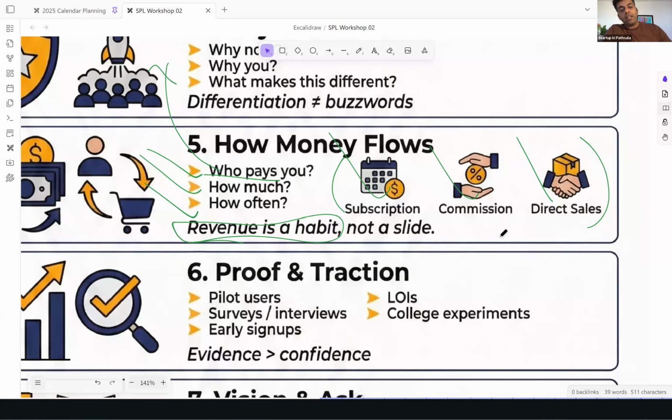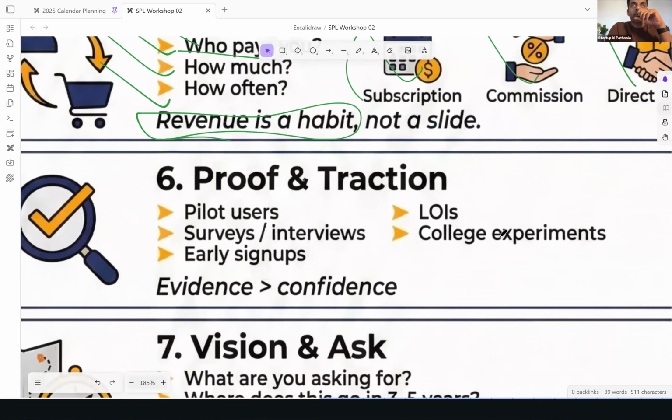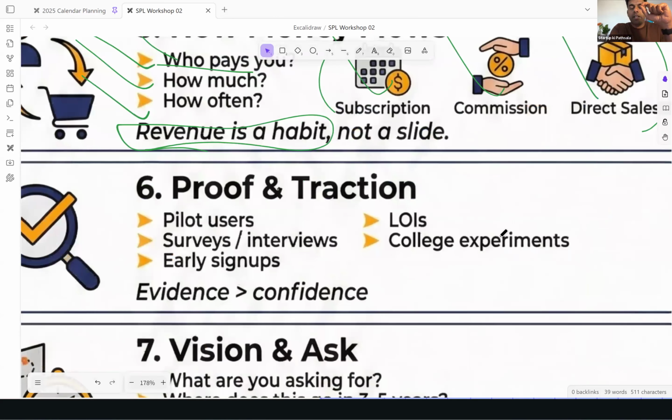Now we'll quickly look at proof and traction. For Startup Premier League, with college students and startup ideas, we understand that most of you might not have gone ahead and done any field-level pilots. You wouldn't have done them. We understand that you are in the first year of college, second year of college, at different stages.